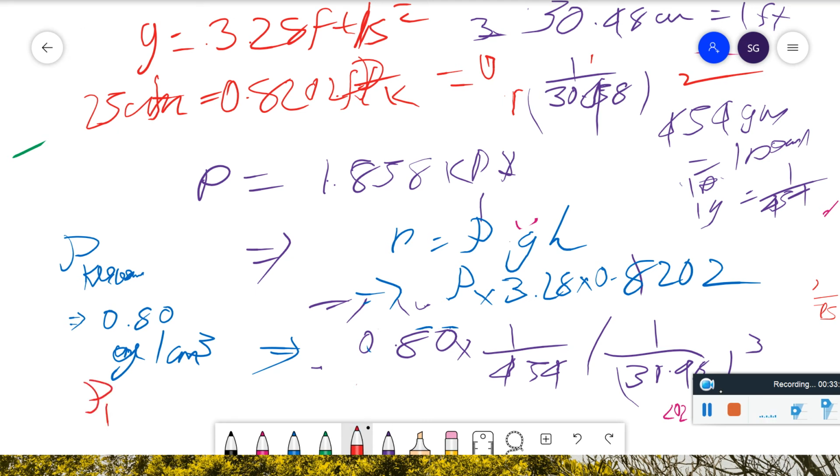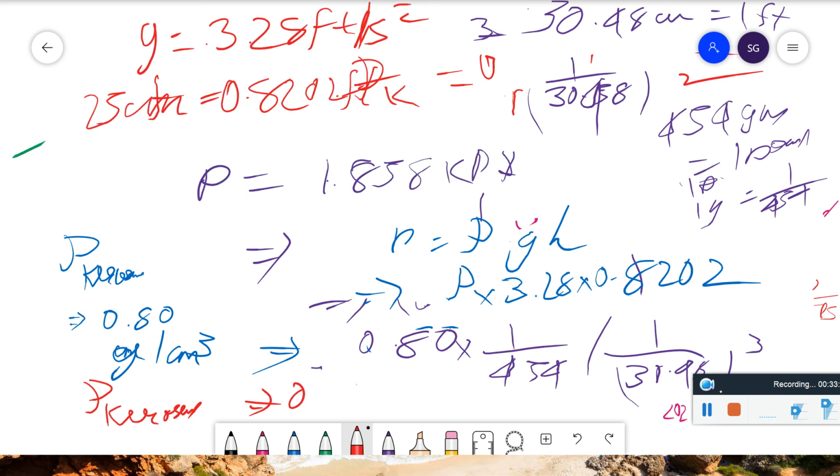So rho kerosene basically, after calculation we will get 49.897 pounds per feet cube. So it's as easy as that. Now what we have to do is, this is what we wanted.